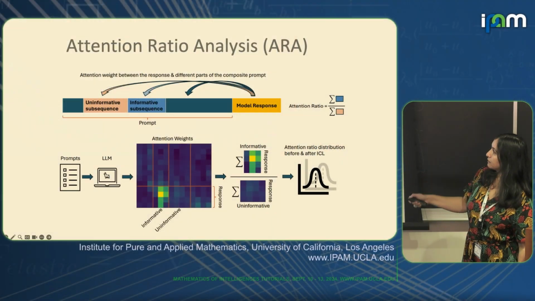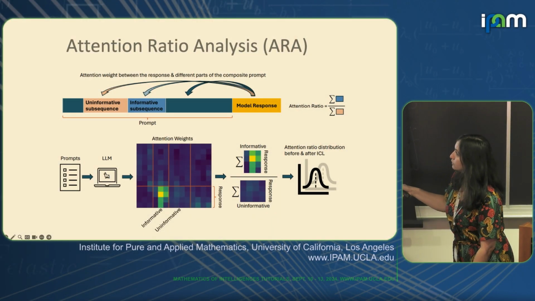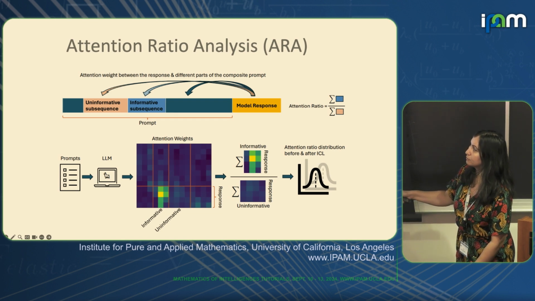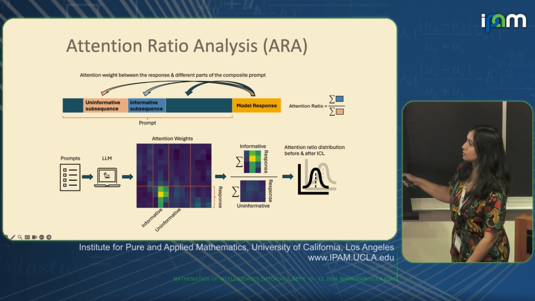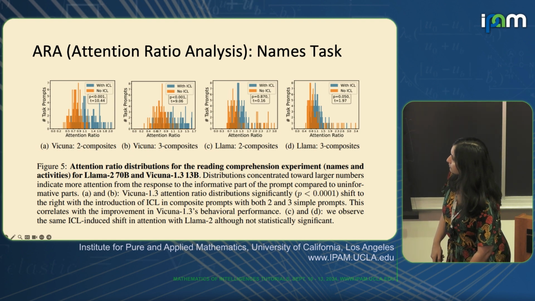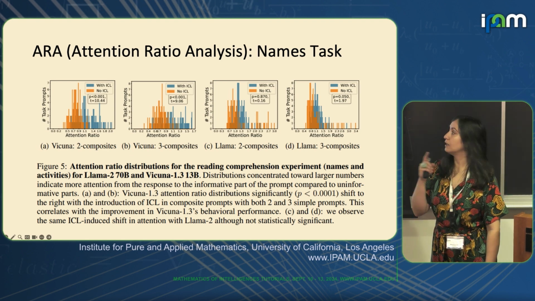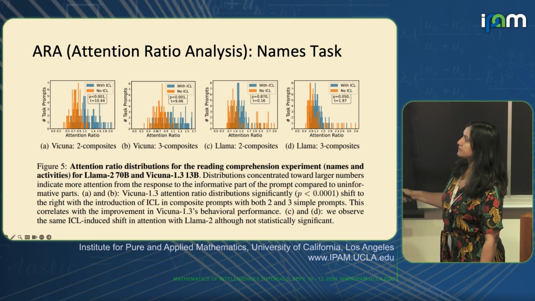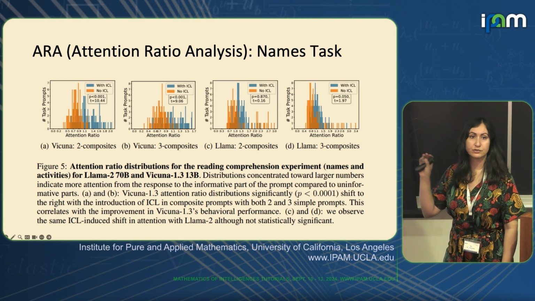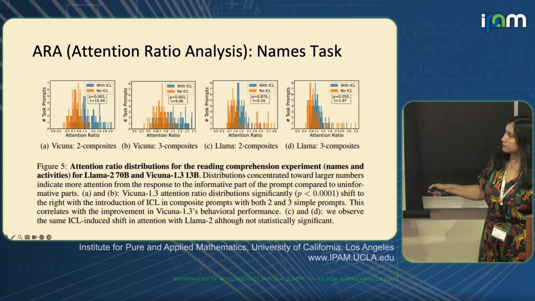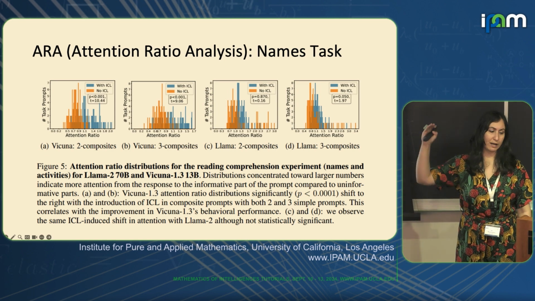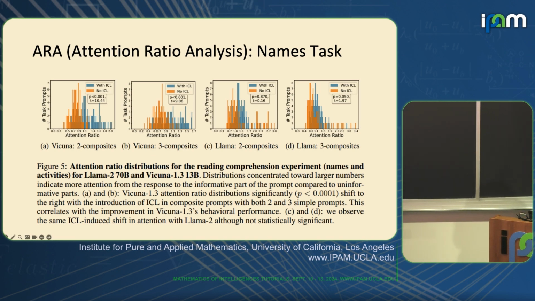So just to address your question, this is the response. There is an attention weight between that response and some informative and uninformative subsequences, right? And we just sum those, and then we look at the answer. So for the name task, you can see the distributions also for different types of questions. When you have 2 composites versus 3 composites, in the smaller model versus the bigger model, and how those things change. When you're at ceiling, then you have a little less to improve.